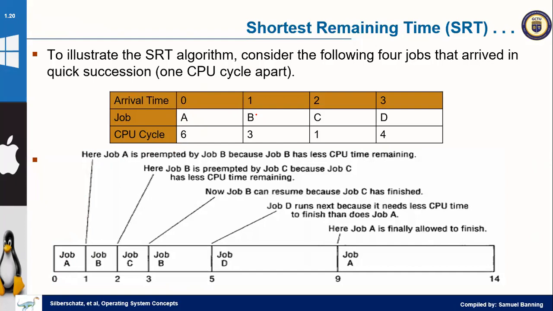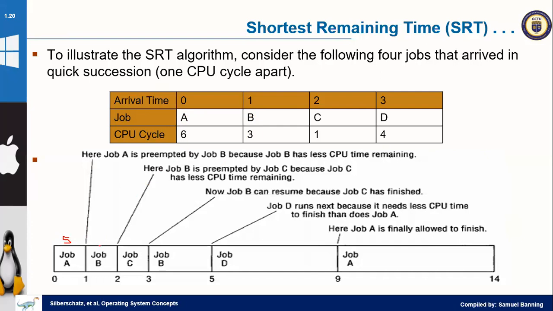So what happens? The operating system has to calculate the CPU cycles of A and B to see which one has the least. So at time 1, A has executed 1, so A has 5 now, and B is coming in fresh, so it has 3. So 5 and 3, who has the shortest remaining time? Job B. So B is given to the CPU to execute.